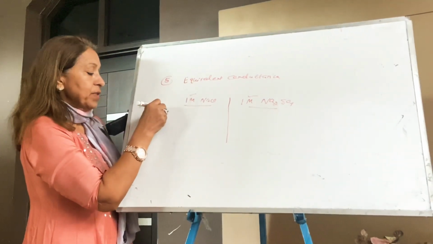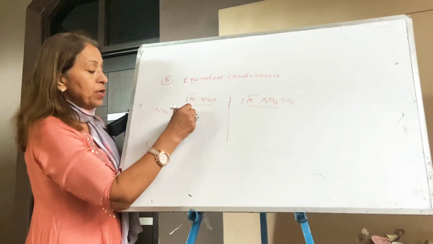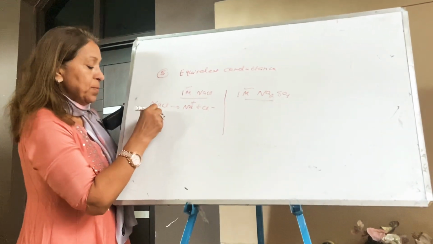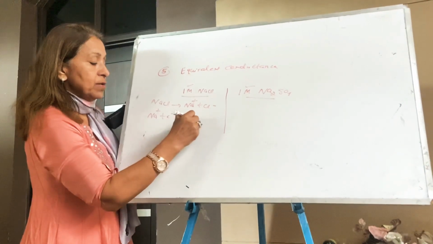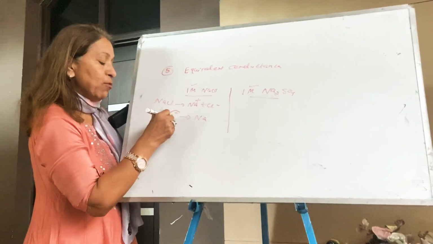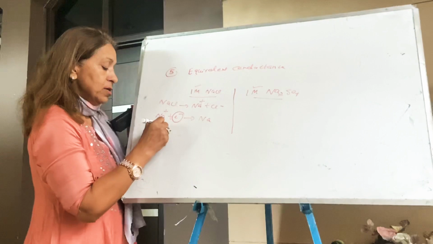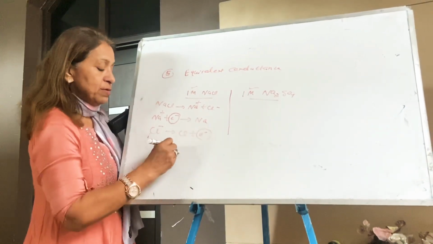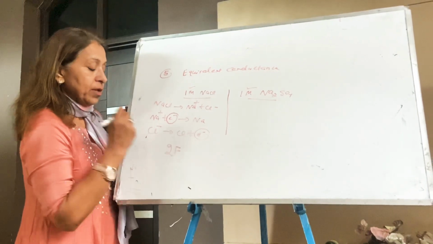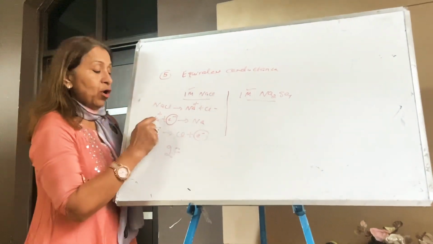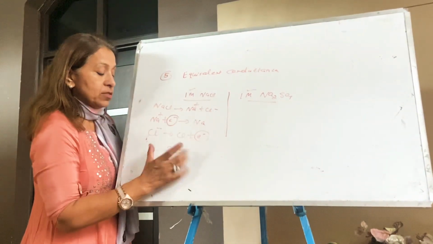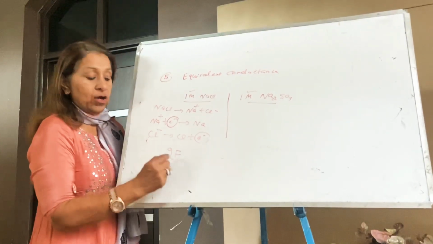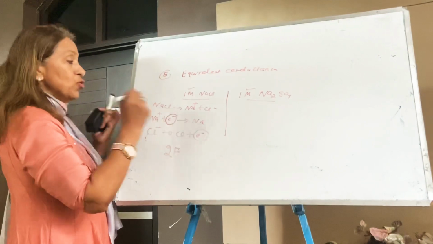Let us check NaCl: it gives sodium ion and chloride ion. Sodium ion plus electron gives sodium. Round it off, 1 mole of electron carries 1 Faraday. Cl minus gives Cl plus 1 more electron. So that means 2 Faraday. When 1 mole of NaCl is electrolyzed, it requires 2 Faraday of electricity.